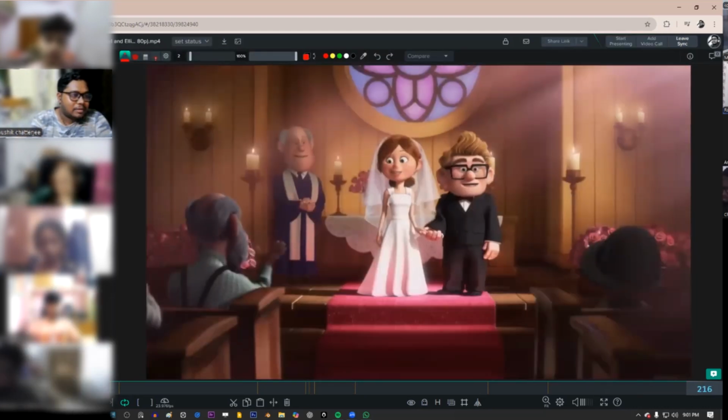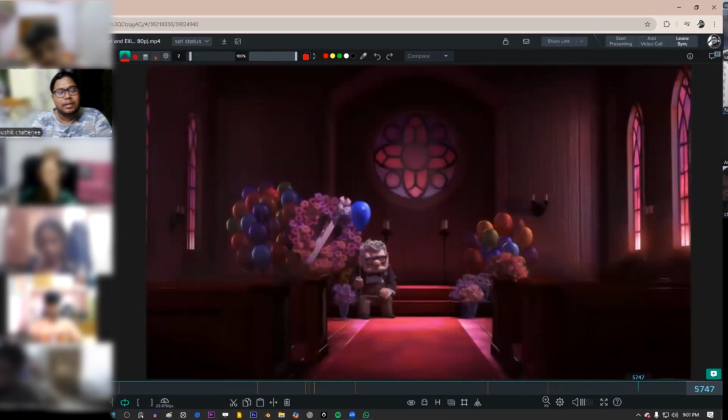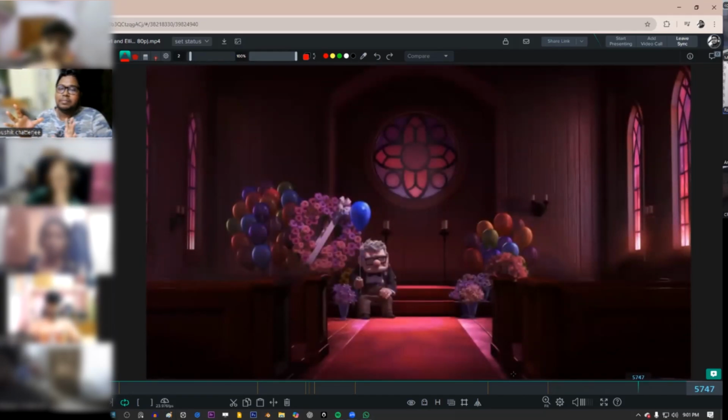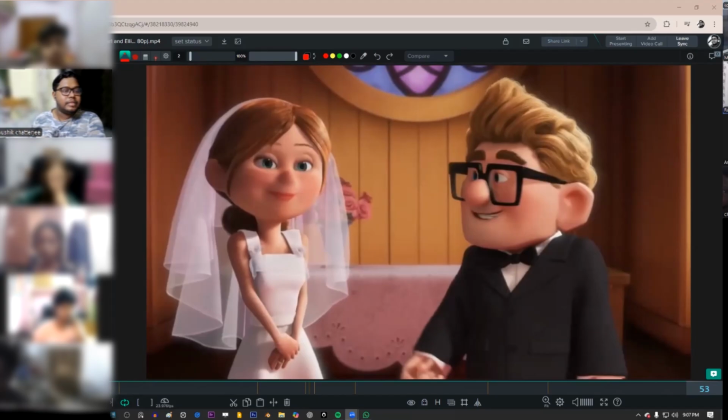Notice the camera angle of that wedding. See this? Now look at the camera angle of this scene. Technically, it's the same camera angle, almost the same setup, right? This is to hit again that this is that scene repeated, but Ellie is not there. Any question?